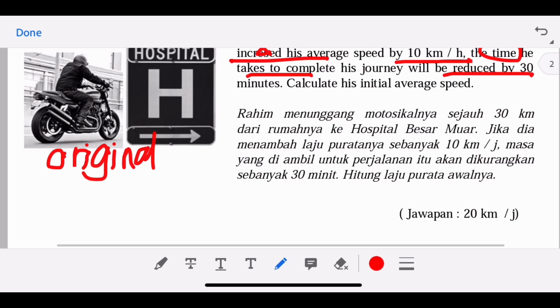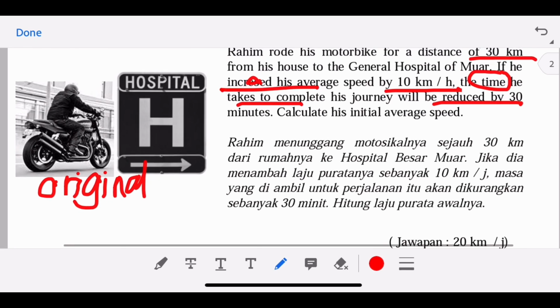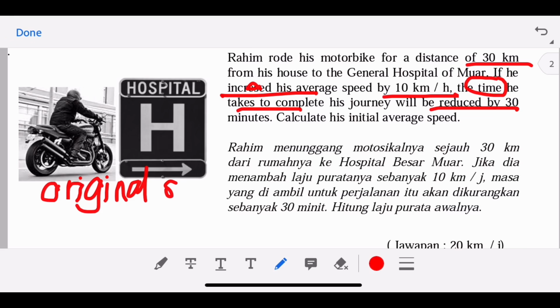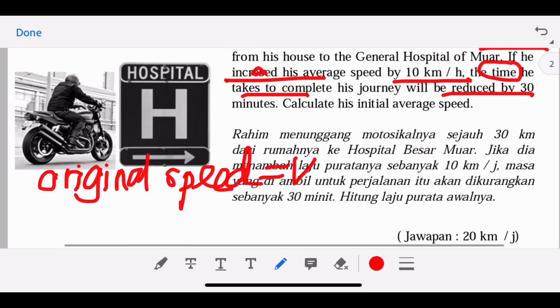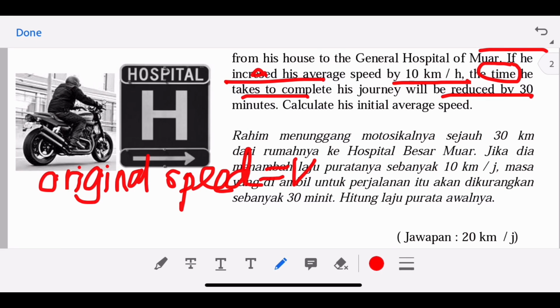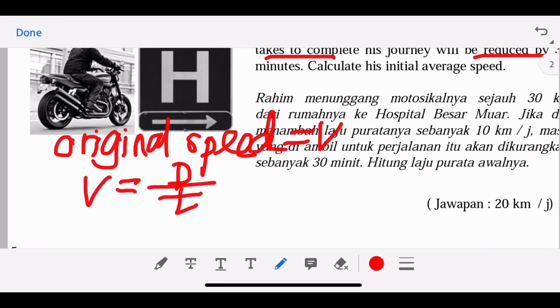Okay, for this question, you see you are having two scenarios. We always want two scenarios so that we can get two equations. So in the beginning, he is driving with a certain speed. Let's say the original speed is v. Based on the original speed, you know your speed is equal to distance over time, isn't it? This is a formula that you learn.